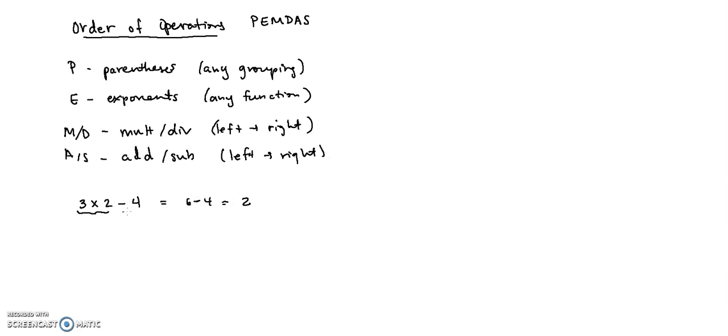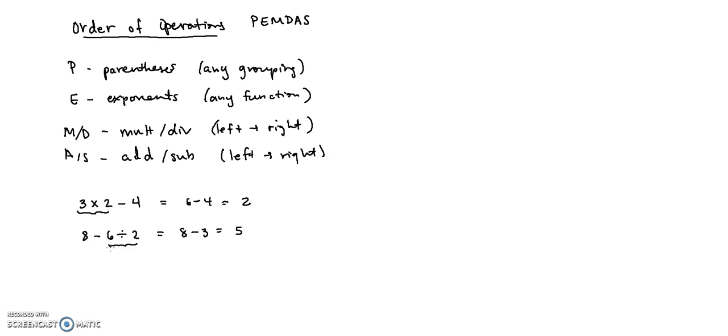Or even this one's pretty easy because you're still just going left to right. Let's say we have 8 minus 6 divided by 2. Sometimes it's tempting to do the 8 minus 6 because you just want to go from left to right, but you've got to be careful here because you've got to do the division first. So it's actually 8 minus 3. 6 divided by 2 is 3, which is 5. If you had done 8 minus 6 first, that would be 2 divided by 2 is 1. That's the wrong answer.